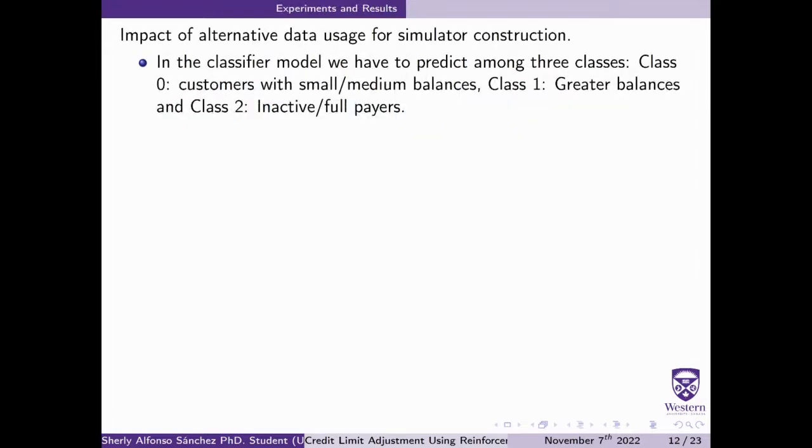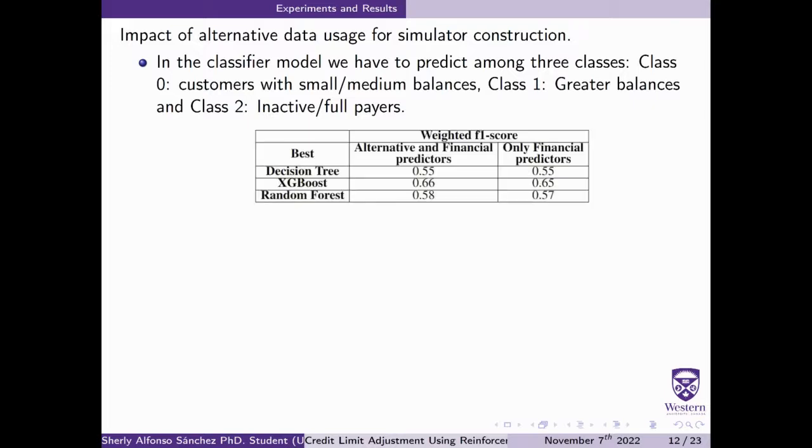Here I am going to present some of the experiments and results. For the classifier, we defined 3 different classes. Class 0 represents customers that had small to medium balances. Class 1 has greater balances. We identify 1 threshold for defining these greater balances. And class 2 were inactive or full payer customers. We found these results in terms of weighted F1 score using only financial predictors and adding the alternative information.